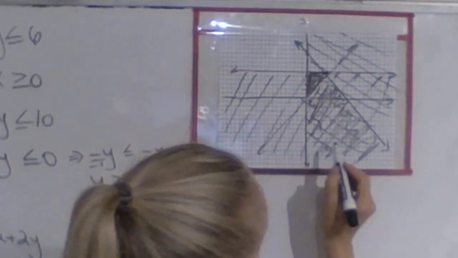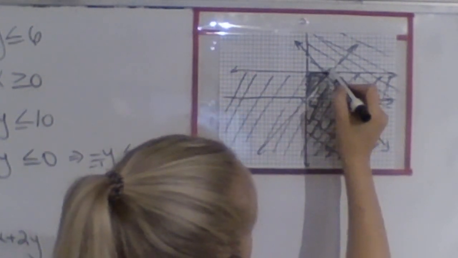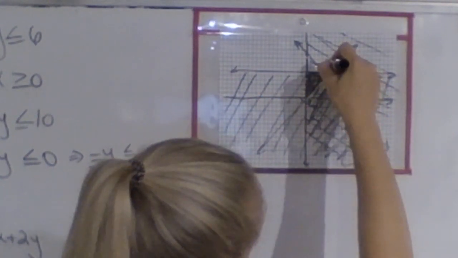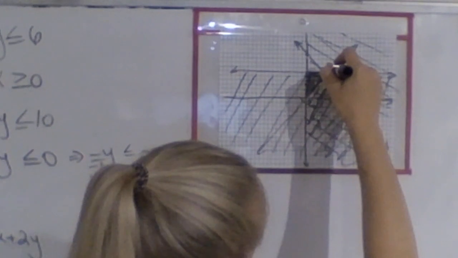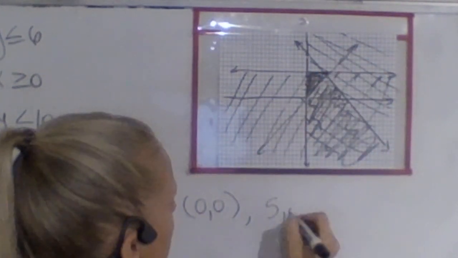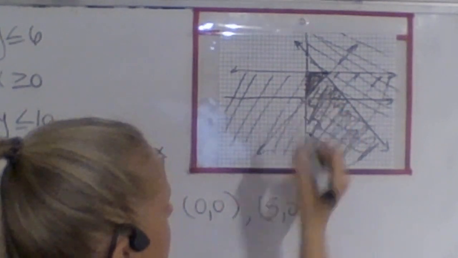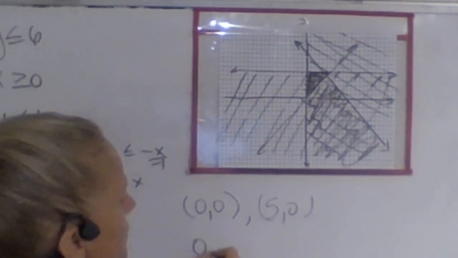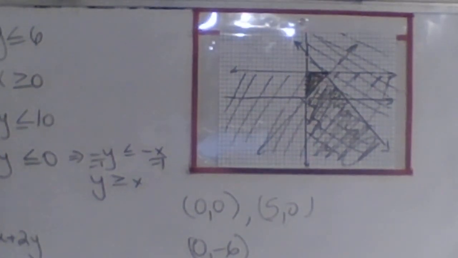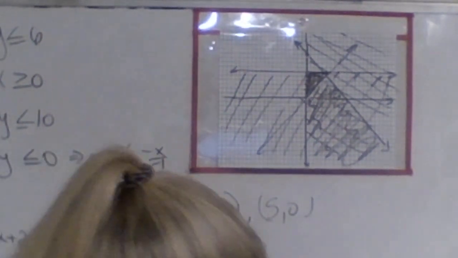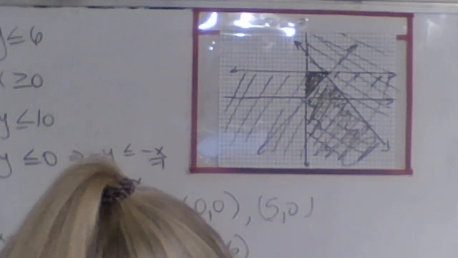And then it includes 1, 2, 3, 4, 5, (5, 0). And then it includes 1, 2, 3, 4, 5, 6, (0, 6), (0, negative 6), I'm sorry. Those are the 3 points. When we graph them correctly, that's what you get, right? And I sure hope I did this right. I'm not 100% sure that I did it right, but I think that's what we get.